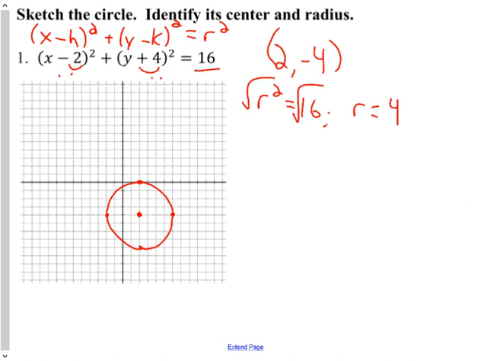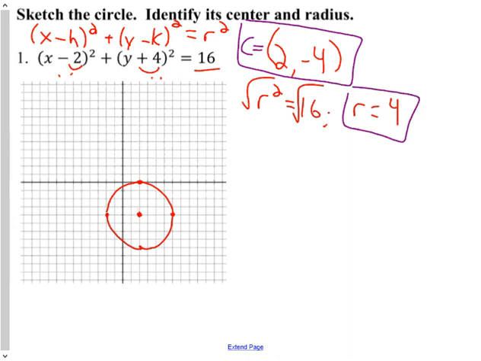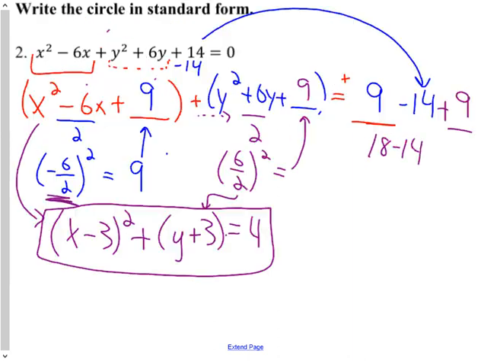Notice a little note on the last question. I feel like I didn't emphasize enough. I talked about it. It did ask for the center and the radius, so make sure you circle and label those as part of your answer.